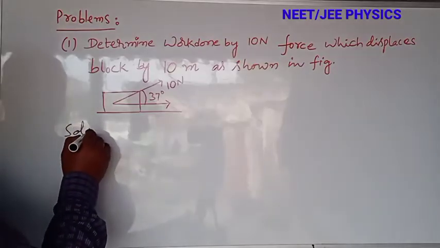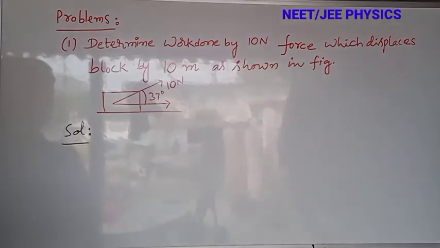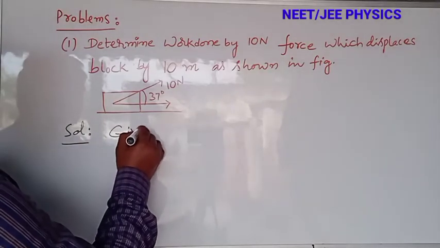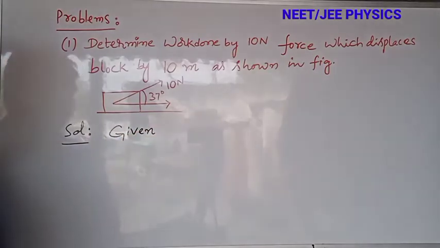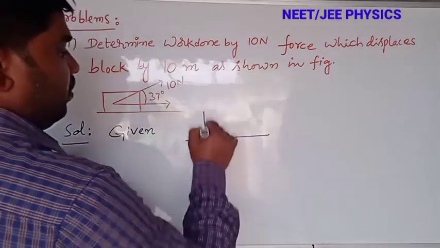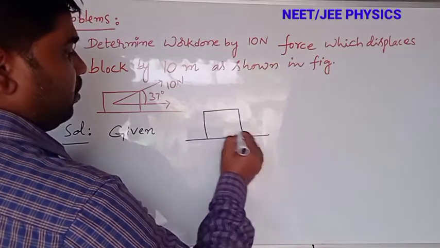Look at this first problem. 10 newton of force is acting on the block and it is displacing 10 meter along x-axis, and the force is making 37 degree angle with the horizontal. Then find the work done by this force. That is the question. As the problem is given, you note it.